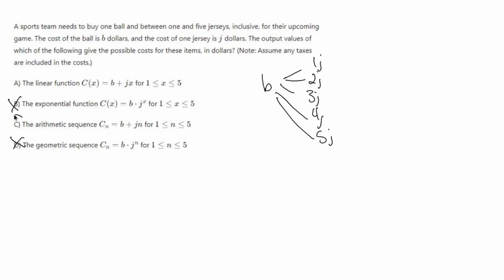So we are going to go with C here, because when you deal with arithmetic sequences, you only care about integer terms. And in this case, if we're buying jerseys, we only care about integer jerseys. A linear function allows for decimals and stuff like that. So even though A looks like it would be a legitimate option, it's not in this case. So we're going with C.